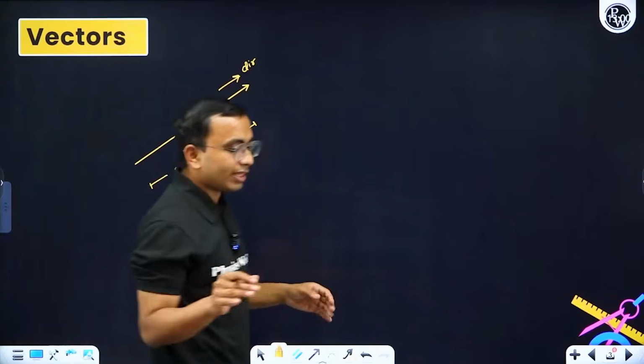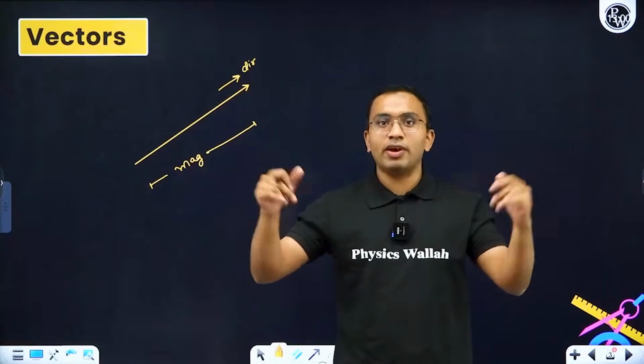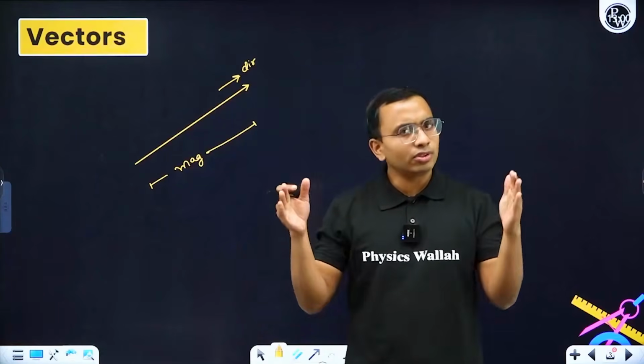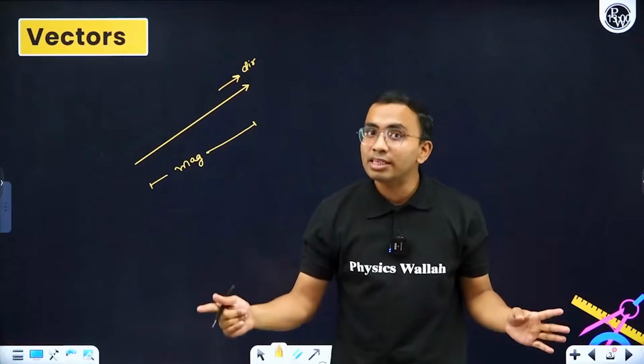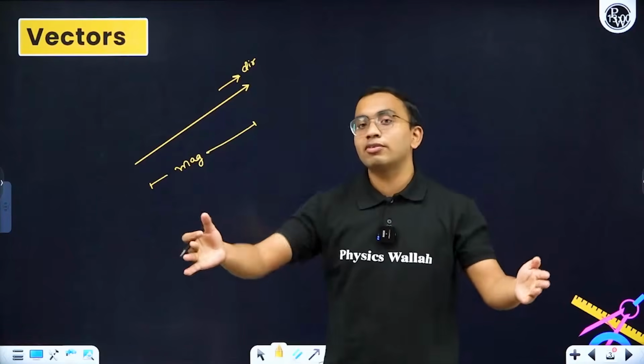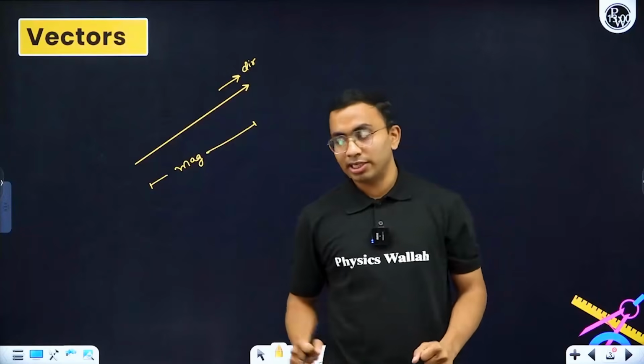So let us take two vectors. If I ask you when the two vectors are equal, the two vectors will be equal if both have the same magnitude as well as the same direction. It's not that just the magnitude is the same and we will say the two vectors are equal. No, they should have the same magnitude as well as the same direction.